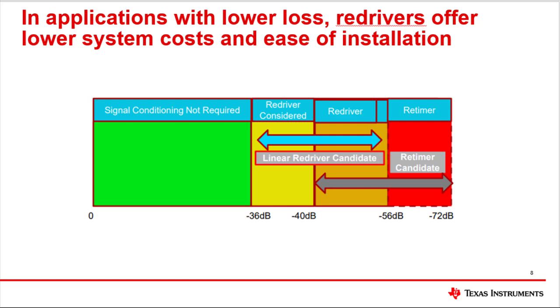Oftentimes, either redrivers or retimers could possibly work in a system. Retimers can offer more insurance against unforeseen performance impacts, but redrivers can be proven to work well in testing, so most customers would prefer to use it in applicable cases. Overall, redrivers offer lower systems costs and ease of installation over retimers.